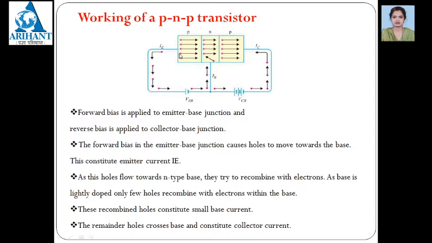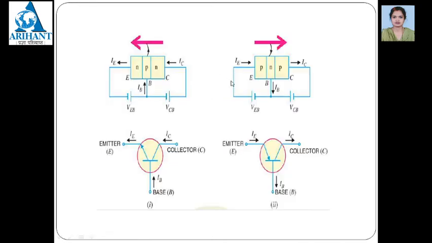This means when holes are passing through, some holes combine with the electrons of the base and form the base current IB, but the remaining holes pass through the base to the collector and form the collector current IC. You can see diagrammatically here, the PNP transistor shows an inward arrow and the NPN transistor shows an outward arrow, and this is the structure. We have already seen this.